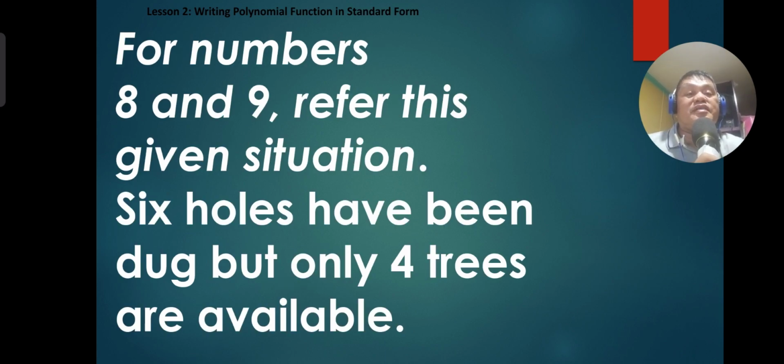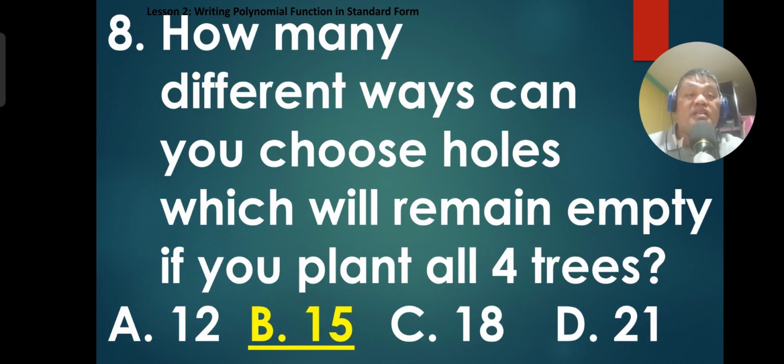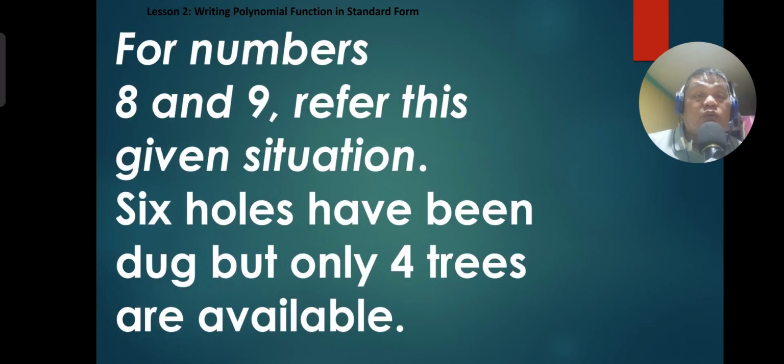6. Numbers 8 and 9. For numbers 8 and 9, refer to this given situation. 6 holes have been dug, but only 4 trees are available. So we have our n is equal to 6 and we have r is equal to 4.